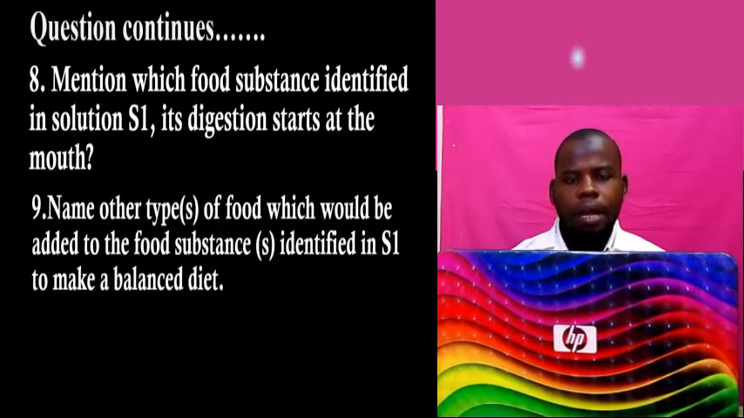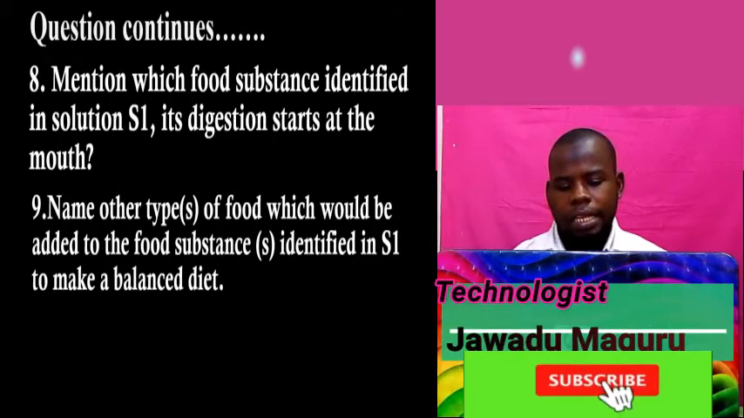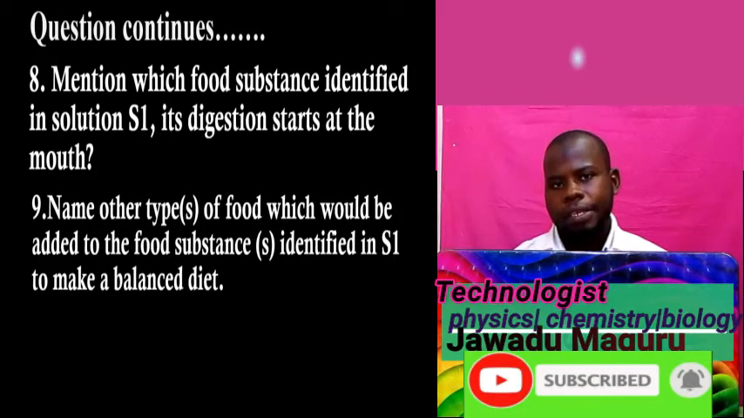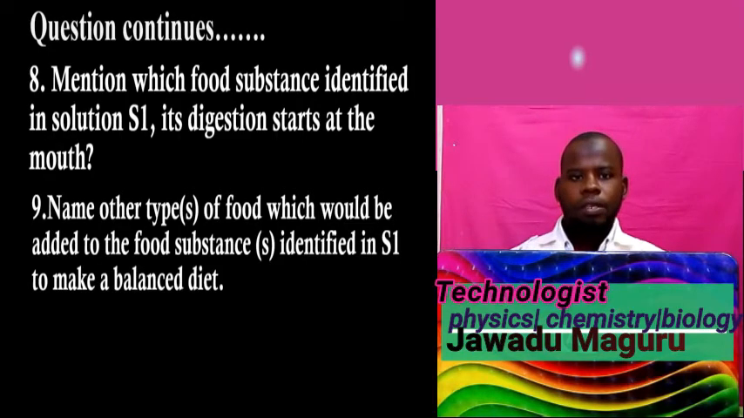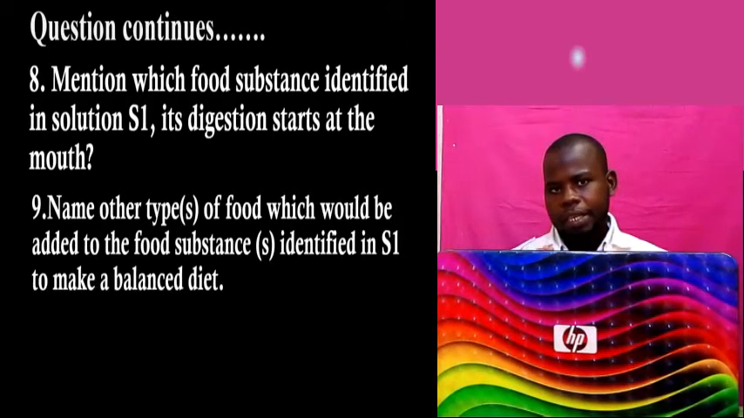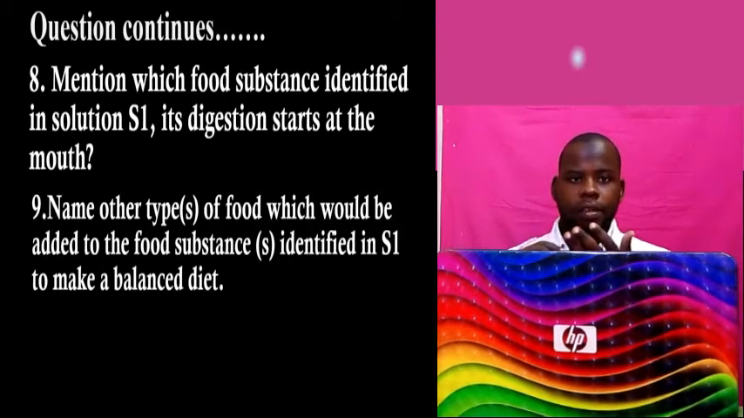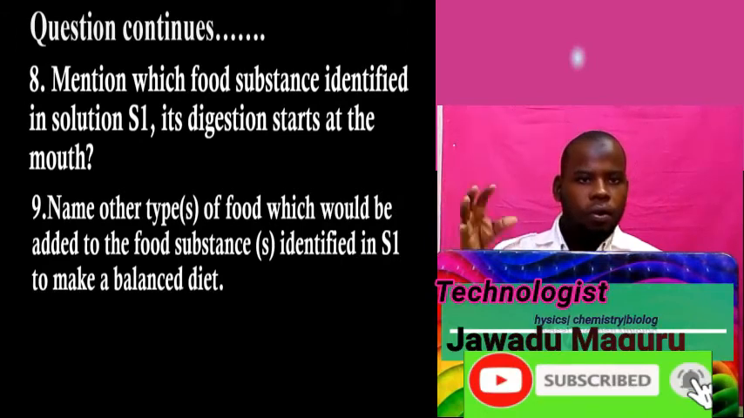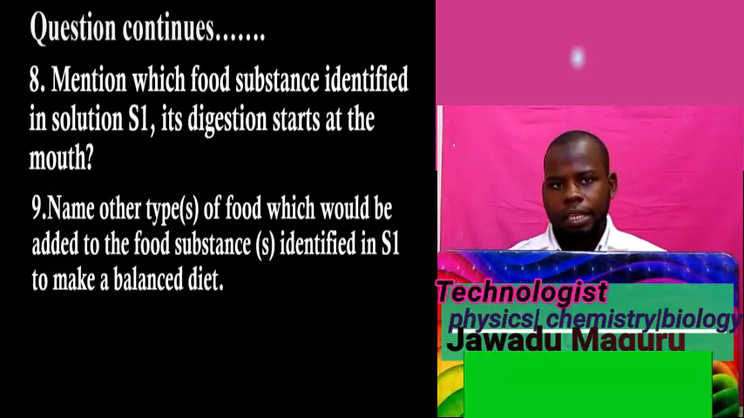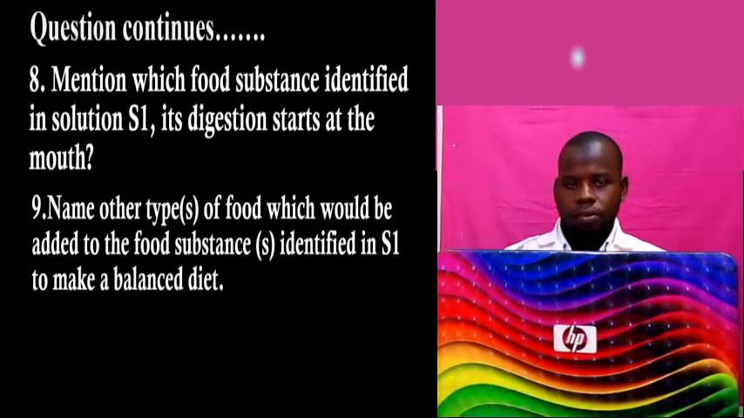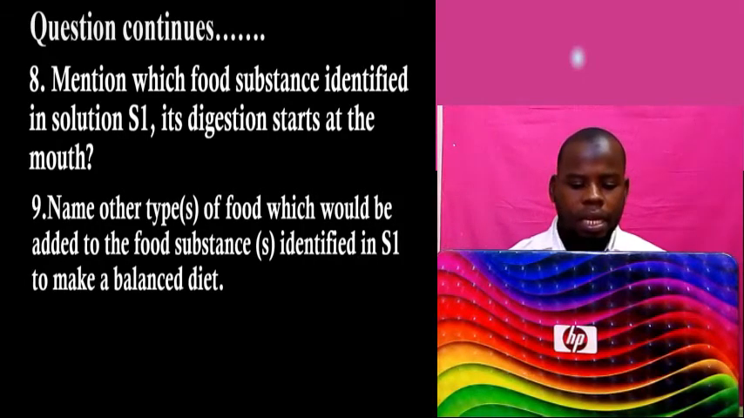And question number 9: name other types of food which would be added to the food substance identified in S1 to make a balanced diet. What is the meaning of this question? You have mentioned different types of food. Let's say you have mentioned protein, starch, and reducing sugar. The meaning of this question is that you have to mention other foods which are not present in your report, to add to your identified food to make a balanced diet. So if there is starch, protein, and reducing sugar, we need the addition of lipids and non-reducing sugar in order to make a balanced diet. That is the meaning of that question.